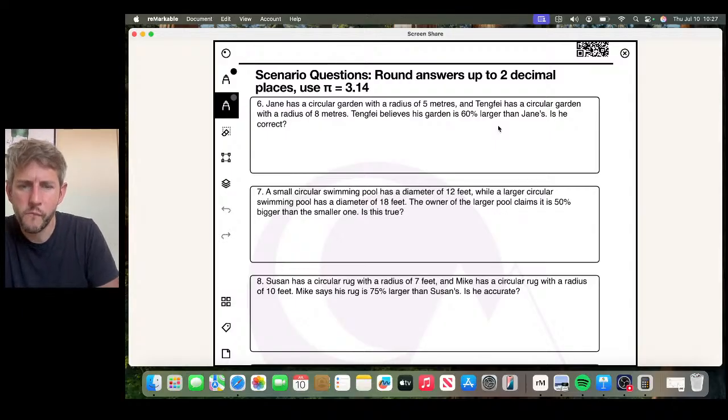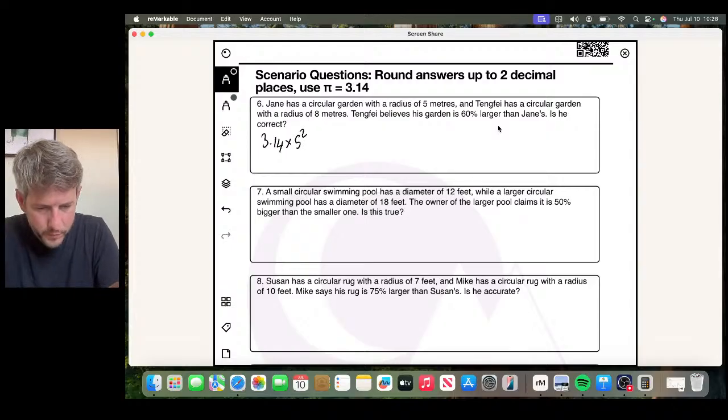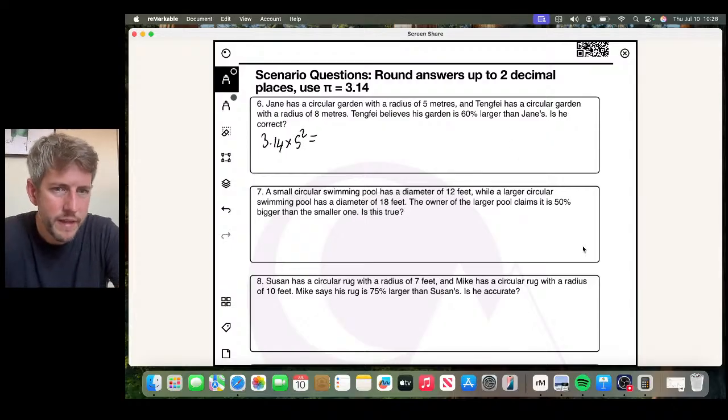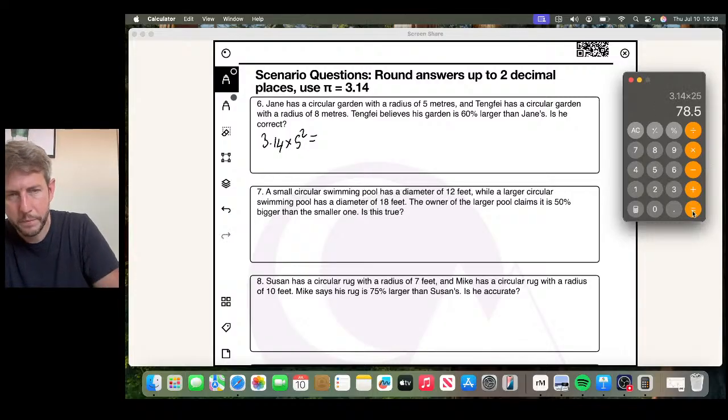So we've got Jane is 3.14 times 5 squared. Okay, and that will give the area of that garden. So we've got here 3.14 times 25. Okay. Now, if I want to increase this by 60%, I times it by 1.6.